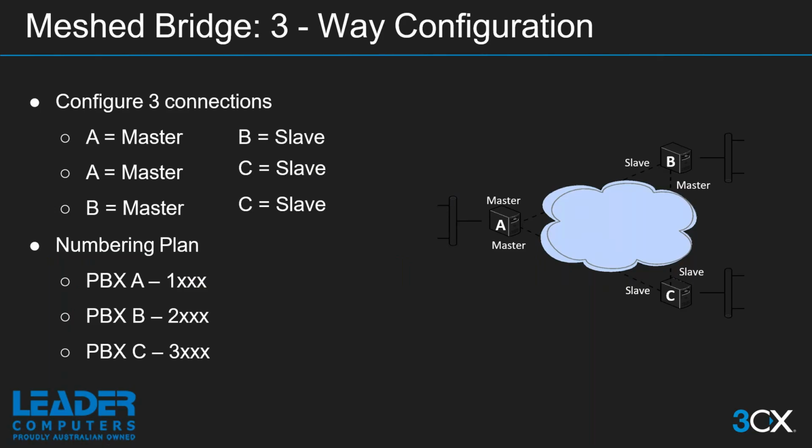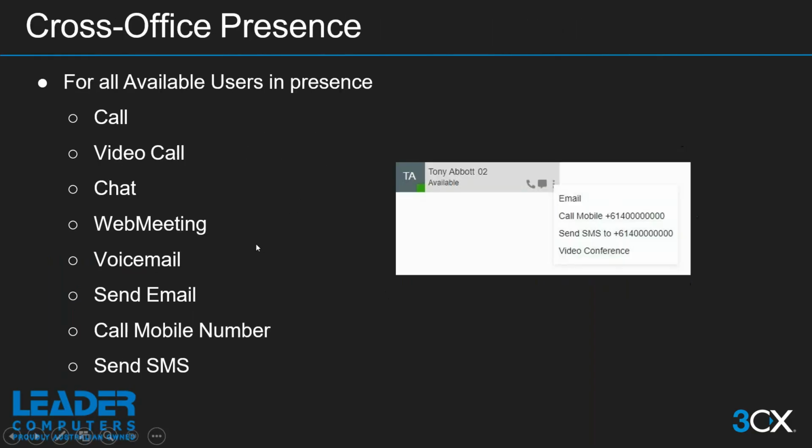In the admin console, where do we configure the prefix, departments, etc.? Yep, I'll show you how to create a master bridge or a slave bridge during the demo. For cross-office presence, for all available users in presence, you would be able to call, video call, chat, or web meeting. So all the basic operations you would be able to do directly from there. Let's now jump into a quick demo.